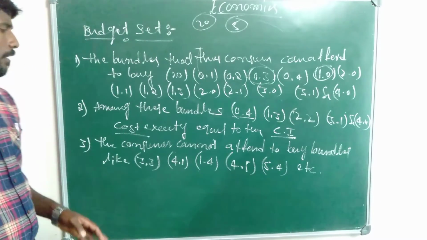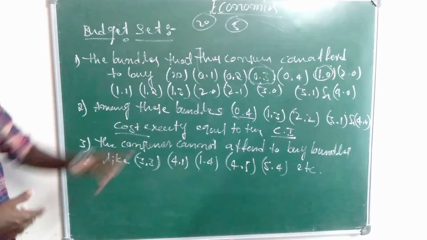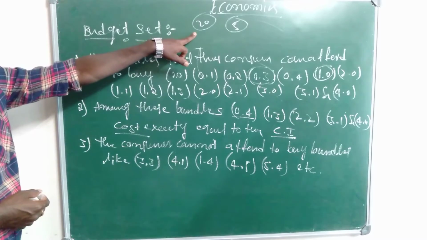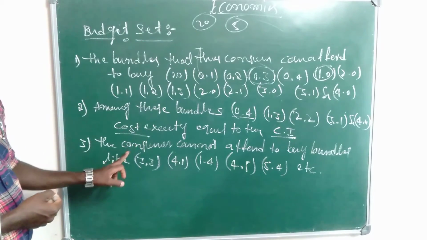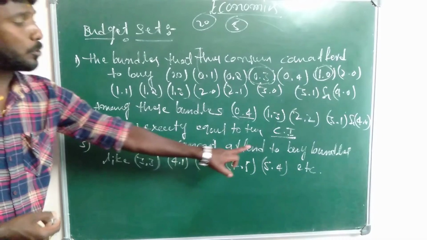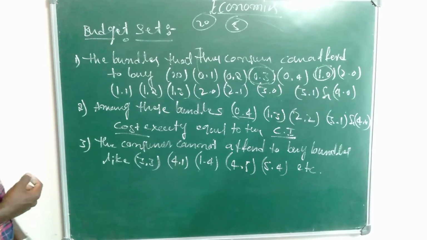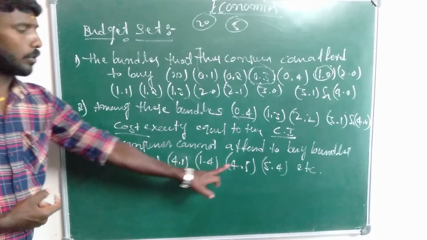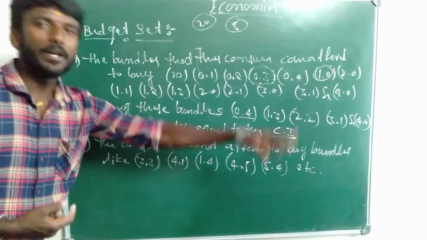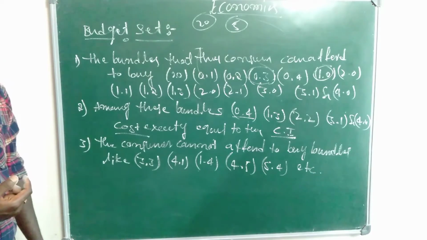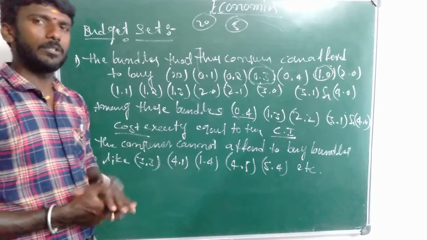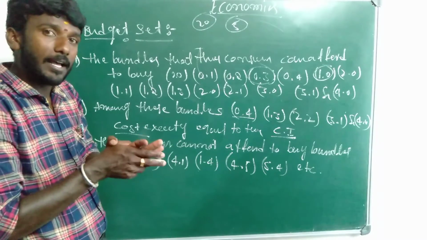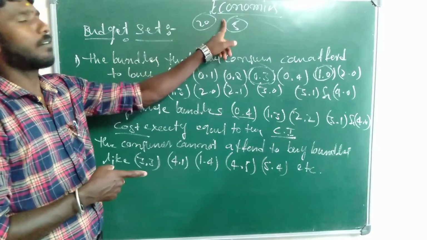See students, the third option is with the help of this fixed amount or the limited income of 20, a consumer, an individual cannot afford to buy the following bundles like 3 3, 4 1, 1 4, 4 5, 5 4, etc. The consumer cannot afford to buy these bundles. Why? Because these are all bundles whose cost is more than the consumer income.